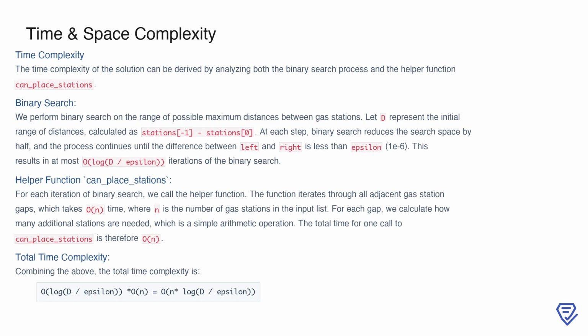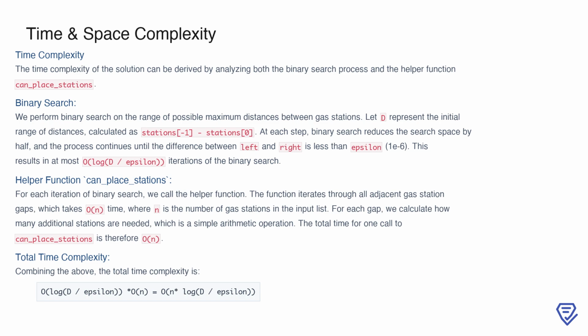With each iteration, binary search reduces the search space by half, and this continues until the difference between left and right is smaller than a very small threshold, epsilon, which is typically set to 1 times 10 to the power of -6. This gives us a logarithmic number of iterations, specifically O(log d/epsilon). Next, in each iteration of the binary search, we call the helper function can_place_stations, which iterates through all the gaps between consecutive stations. If there are n stations, this operation takes O(n) time.